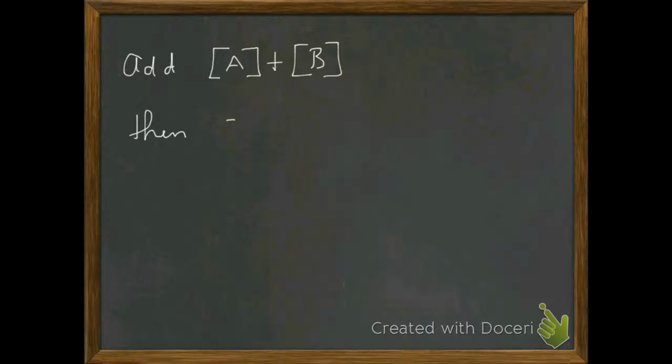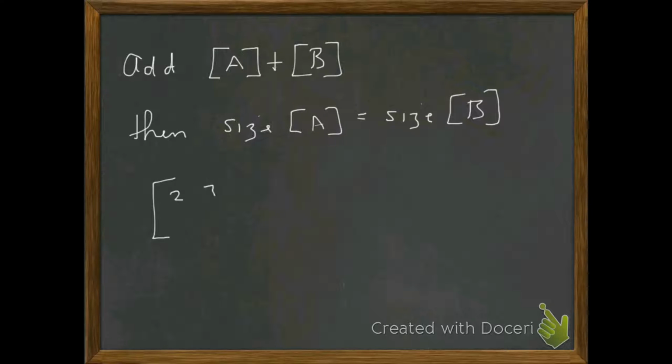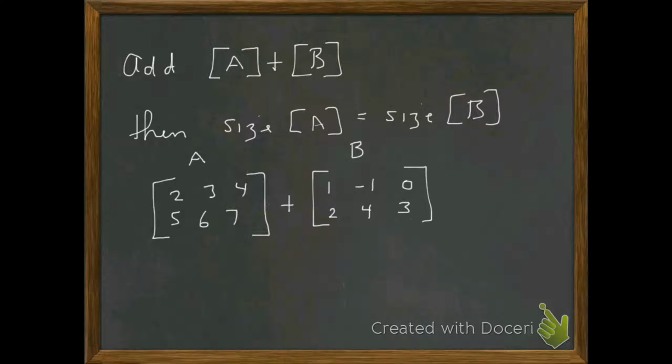So guys, simply put, if we're going to add two matrices, then the size of matrix A must be equal to the size of matrix B. And adding two matrices is as simple as just adding the corresponding entries. So if we have this matrix A and this matrix B, both matrices are 2x3s. The sum A plus B is also going to be size 2x3, and it's just going to be the sum of the corresponding entries. You guys can handle the rest of that.